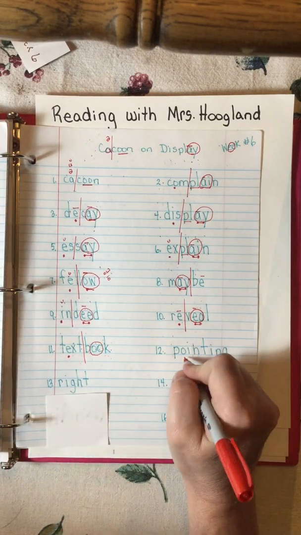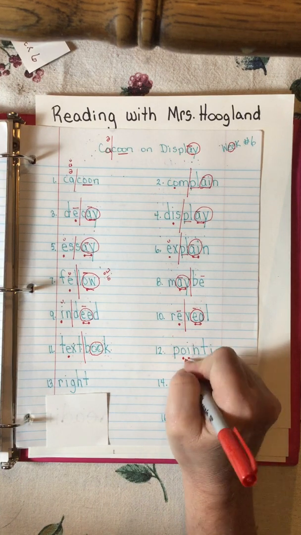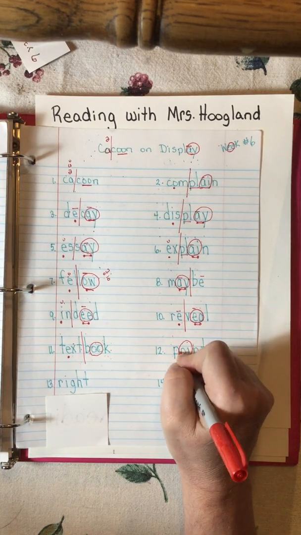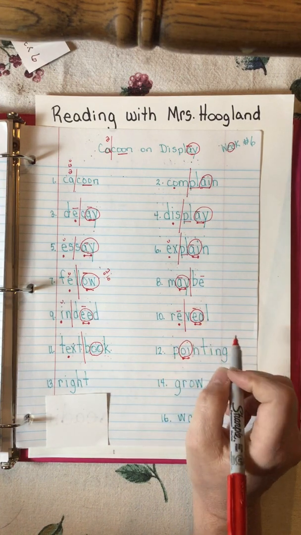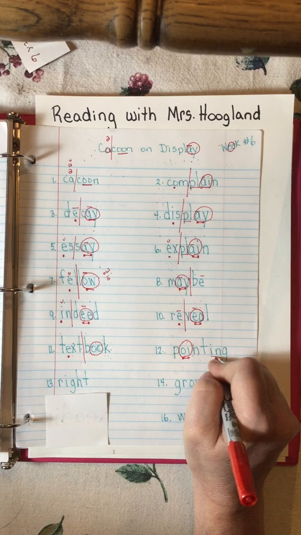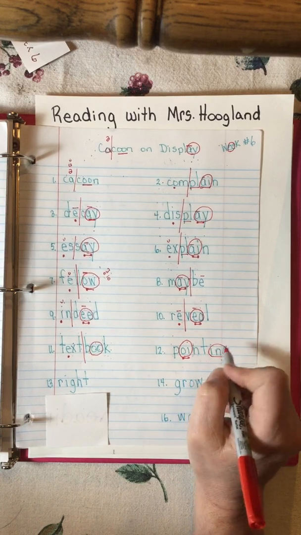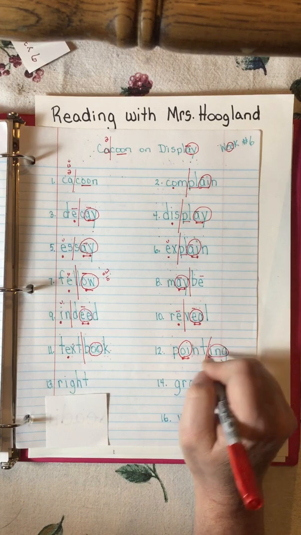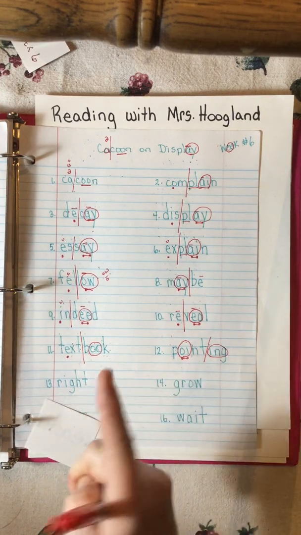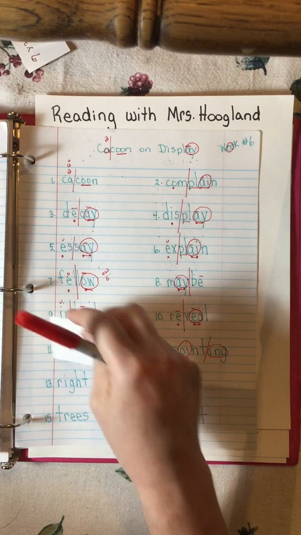Okay, here we go. I have a vowel. I know that OI says oi, like ships ahoy. And then I have ing as well. So I have pointing. Pointing. Have you ever pointed at something before?